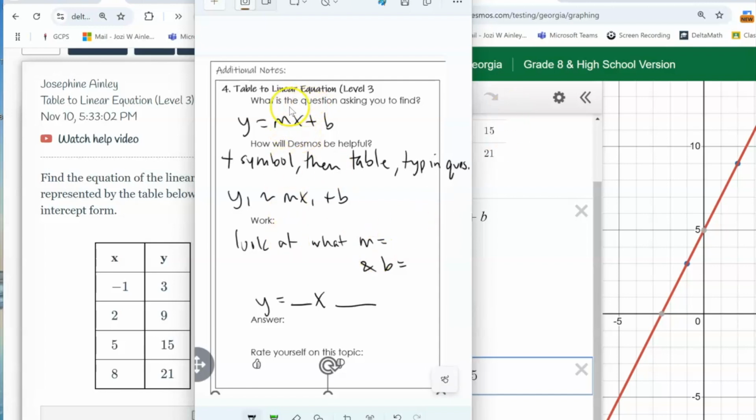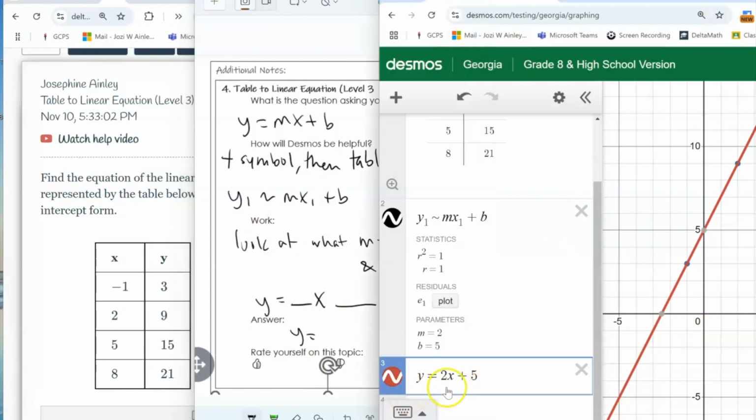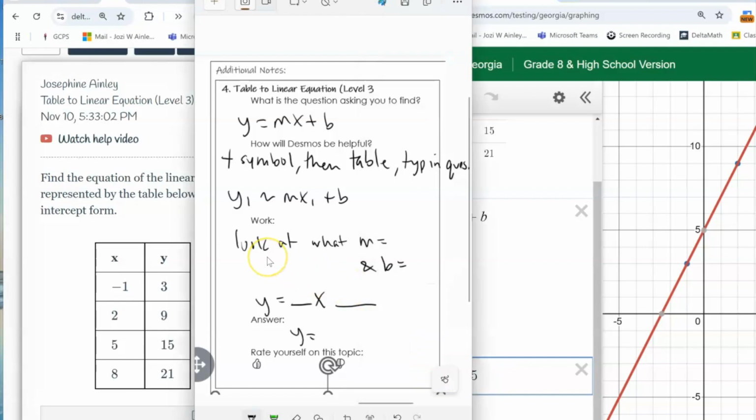Okay, so what is the question asking you to find? How is Desmos helpful to you? And this is the work on how you do it. Then here's your answer. So my answer was going to be for my question. And again, remember, you're doing yours on DeltaMath. My question checked and lined up is y equals 2x plus 5. And then you're going to rate yourself on this topic, okay? So where do you stand on this topic? For me, I think I'm great. So I'm going to go ahead and circle that one. I think this is one that I can definitely get on the test. I'm going to go ahead and circle it.